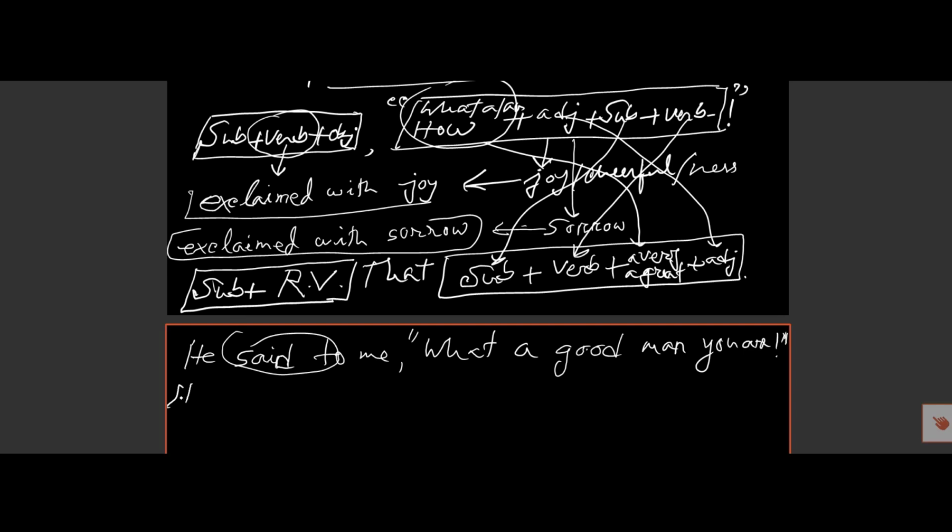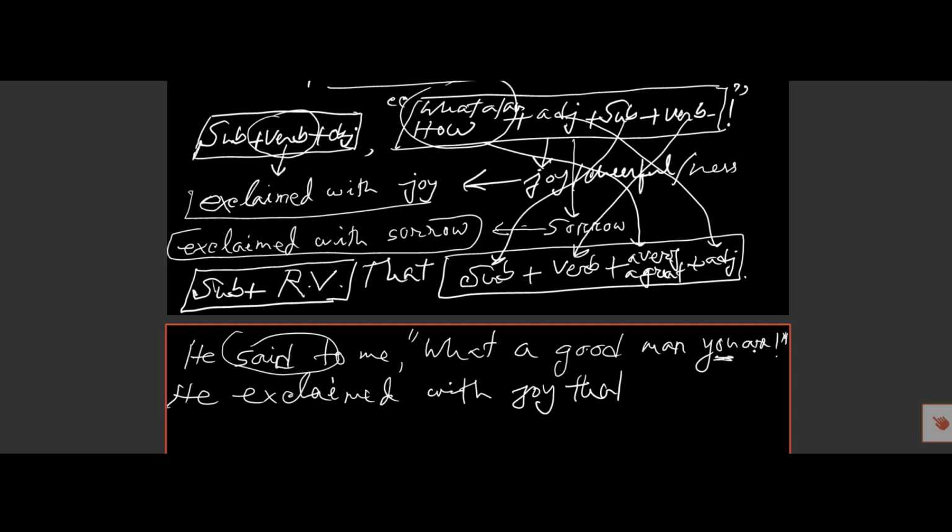So the indirect speech is: he exclaimed with joy, and after removing the inverted comma there will be "that." So he exclaimed with joy that, and what a good man you are.